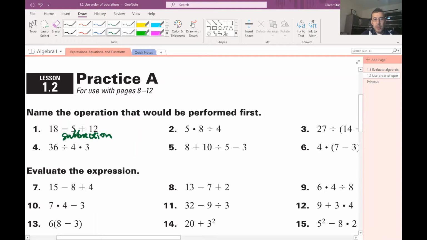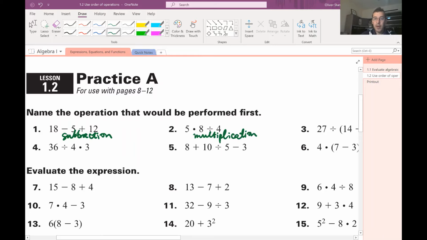Number 2, here we have multiplication and division. They're on the same level, so we do left to right. So multiplication will be done first. That's the first operation being performed, multiplication.